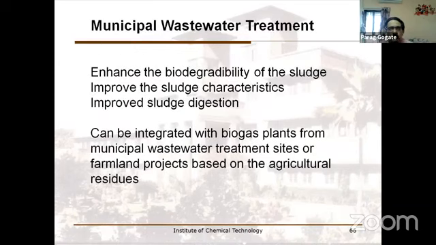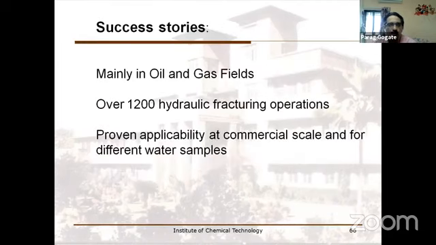You can use it for municipal wastewater treatment, like enhance the biodegradability of sludge. You can improve the sludge characteristics, improve sludge digestion, and it can be also integrated with biogas plants for municipal wastewater treatment or even on farmland projects based on agricultural residues. So that is an advantage. And you can typically enhance your biogas production based on hydrodynamic cavitation pre-treatment.